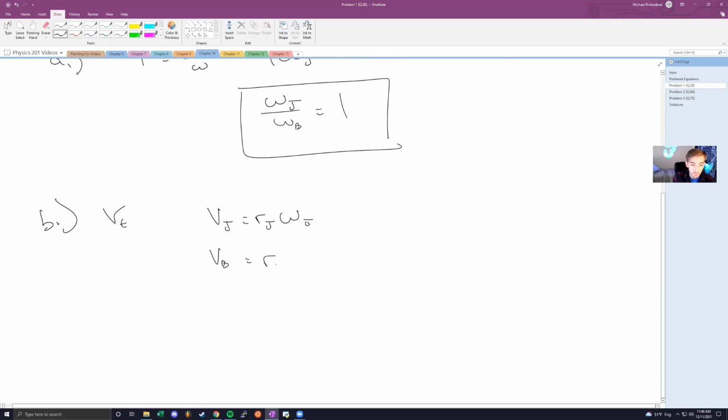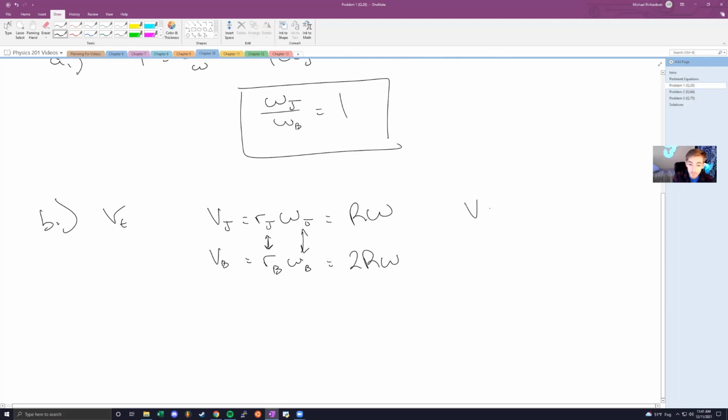We do the exact same thing for Betsy. And we get that when we do our substitutions, this is just r omega for Jason, and then 2r omega for Betsy. Because since both of their angular velocities are equal to each other, they're just omega, and Betsy's radius away from the axis of rotation is twice that of Jason's.